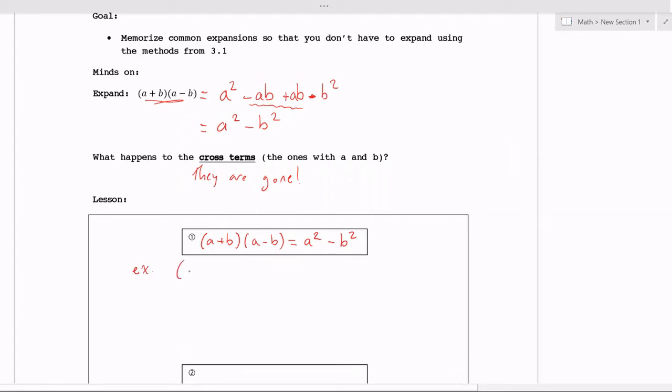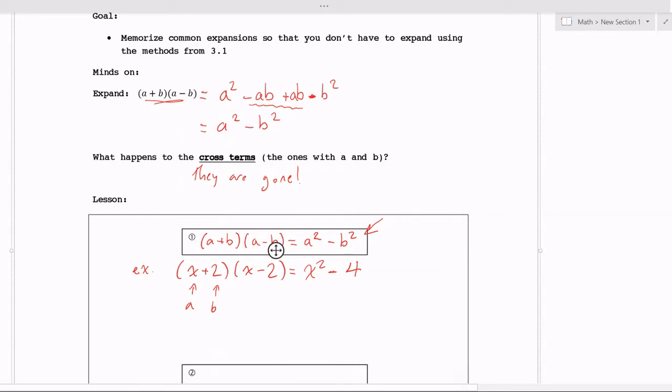An example would be something like x plus 2 multiplied by x minus 2. Now that it's an actual question with numbers, it might make more sense why this is useful. And apparently, I can just follow this rule here in this box, and I can get an answer. I do have to identify what is A and what is B. In my case, that's A, that's B. So A squared is actually x squared, and B squared is 4, 2 times 2. The sign in between them, always negative.